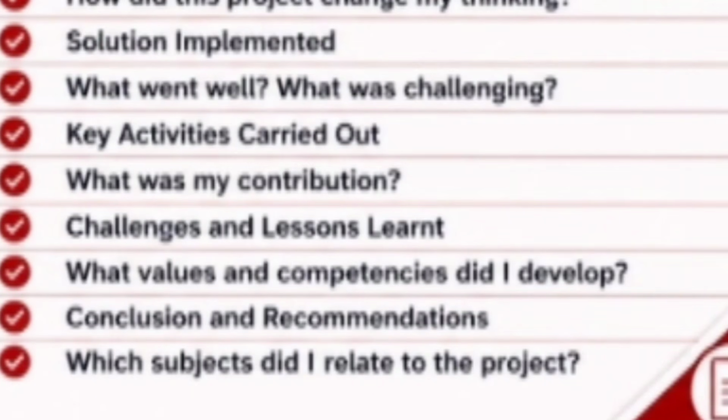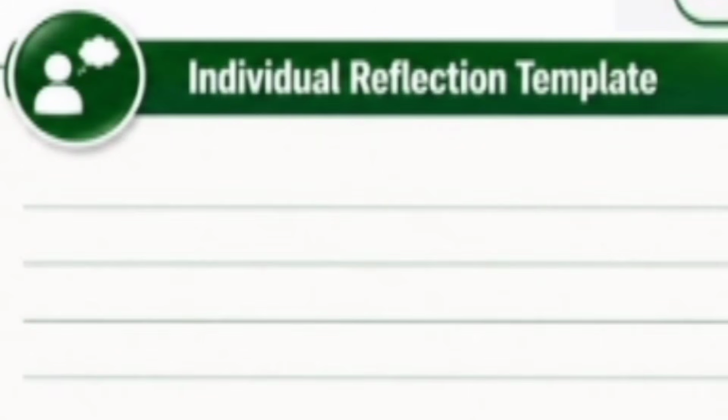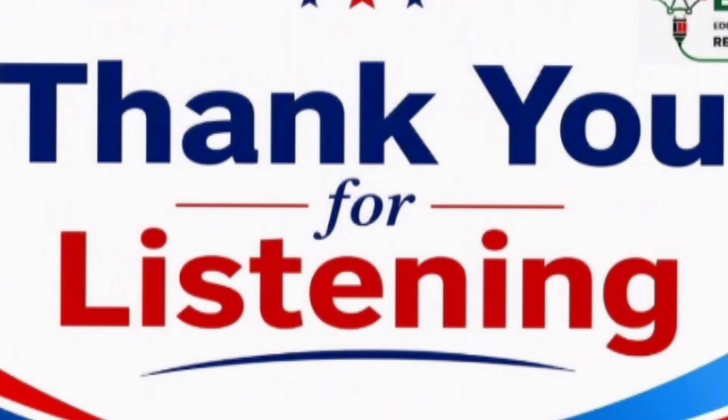We also have the individual reflection template. So each student now alone should write about what they learned. They should also share how their thinking changed, so not their group's contribution. Also individually, each student should list challenges and lessons learned. Also name values and competencies developed connected to school subjects.